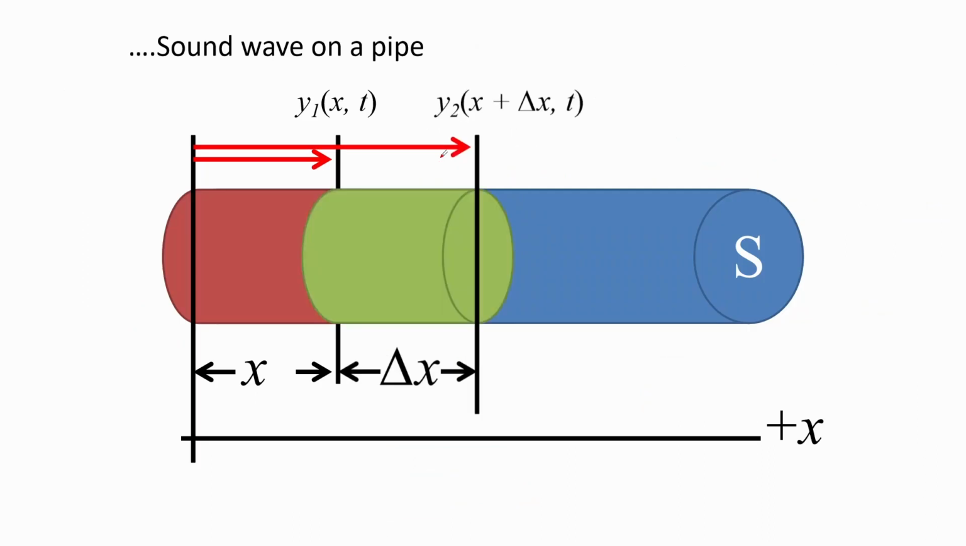So we imagine a sound traveling through a pipe with a cross-sectional area S. Initially it is at position y1 with a length x. At a later position it is at y2, where it has expanded to a much greater volume and a length of x plus delta x.